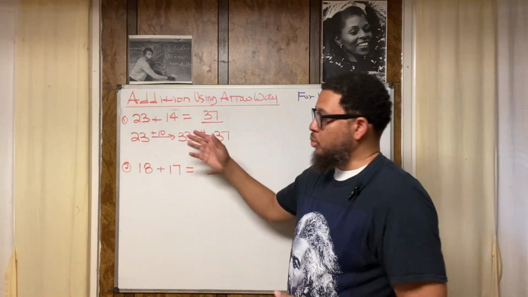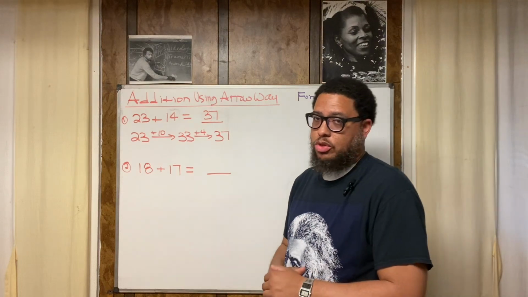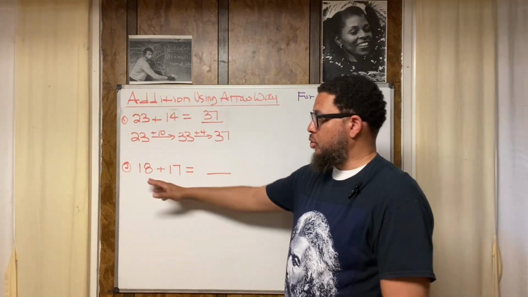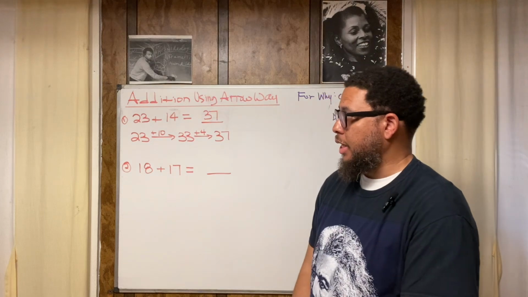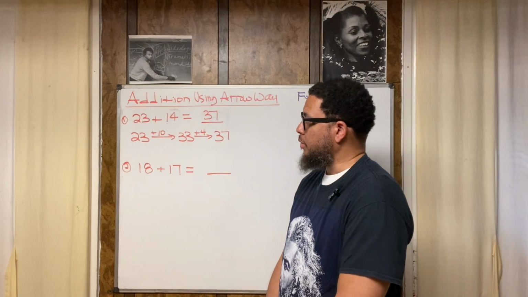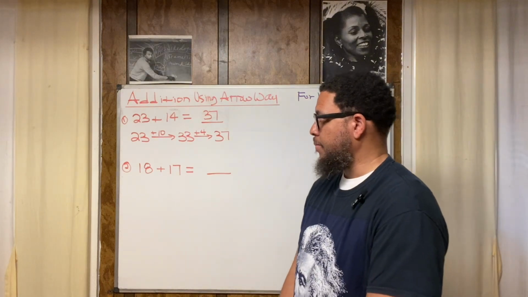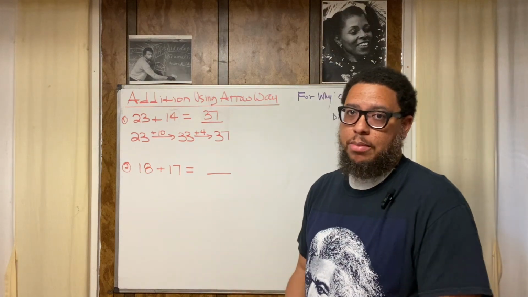All right. So I got 2 examples up here. The first one is completely worked out. So I'm going to just explain what I did, and then we're going to do the second one together. The first one says 23 plus 14. Now, 23 plus 14 is equal to 37. Using the arrow way, how did I come up with that answer?